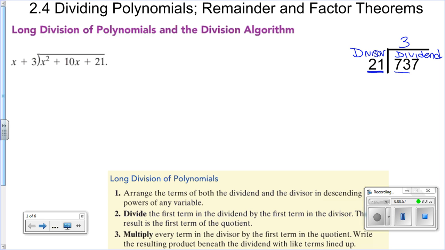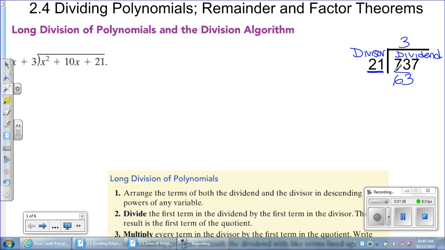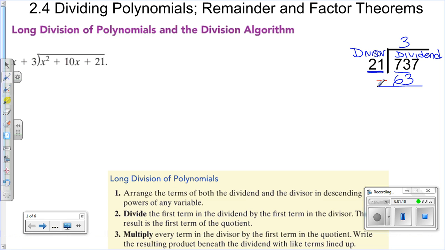Then you multiply 3 times 21, so that is 63. And then after that, you'll know that you have to subtract, correct? So if you subtract 73 minus 63, you get 10. Now, if you try to divide 10 by 21, you're not going to get an integer. So what you need to do here is drop the next number, which is 7.